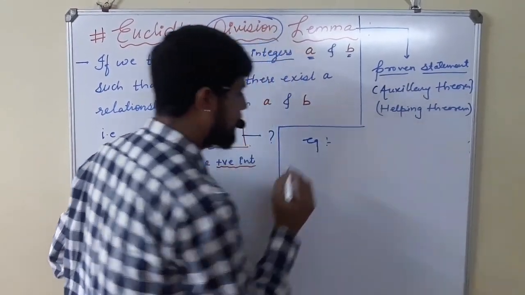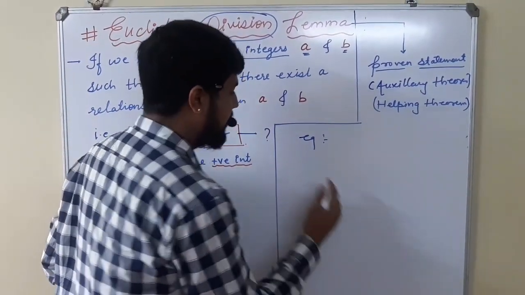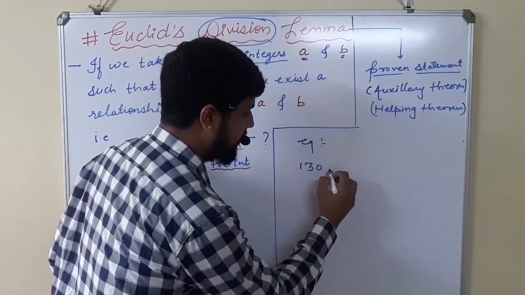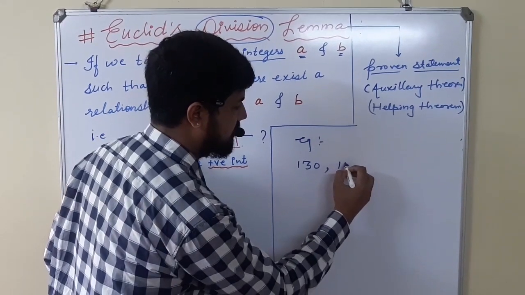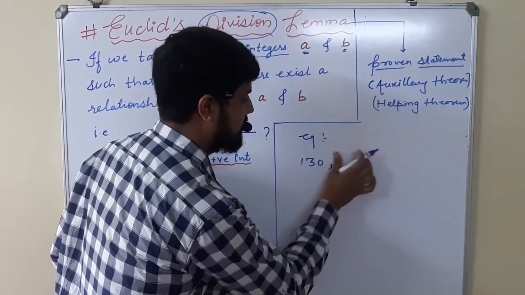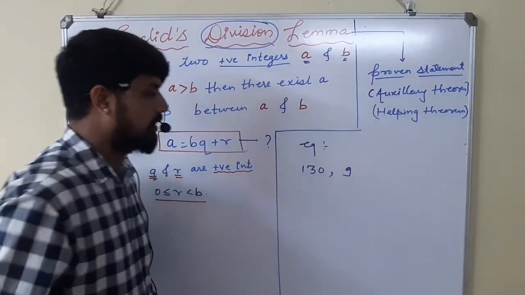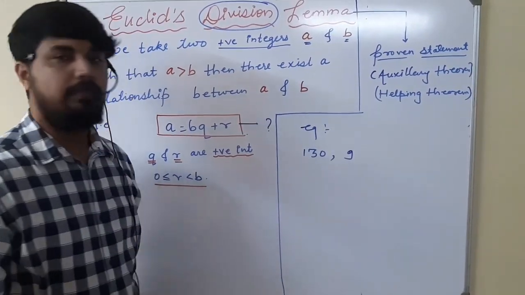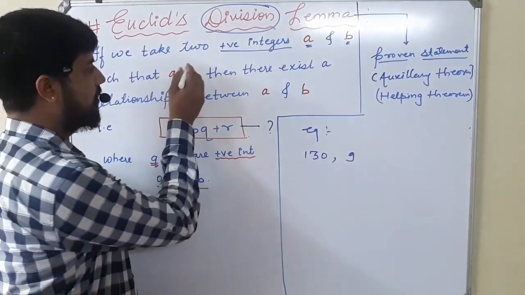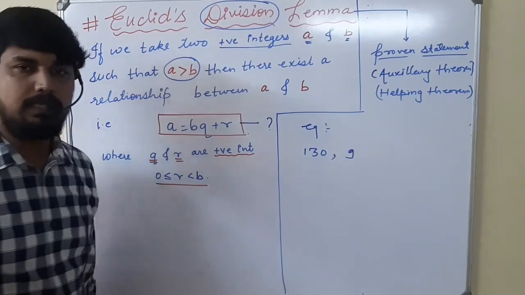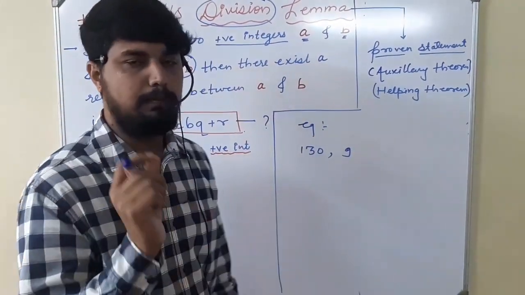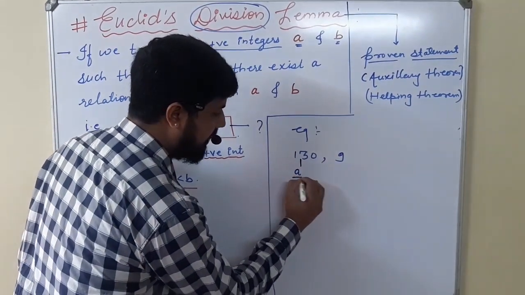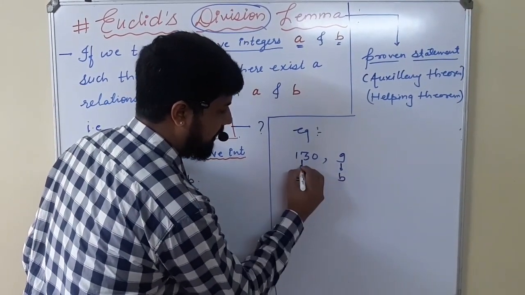Let's take two other numbers. This time we will take some bigger numbers. Let's take the number 130. One number is 130, and let's take another number, let's say it is 9. Another number is 9. Now out of these two numbers, the first task is to find out the value of A and B. To find A and B, the relation is that A is always greater than B. That means the integer which is bigger or greater is always represented as A, and the smaller value is always represented by B.